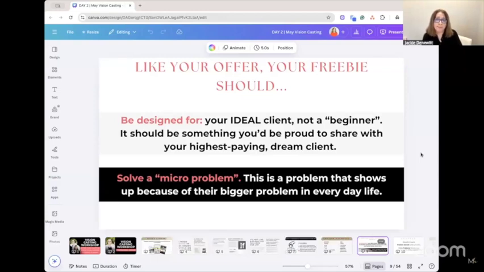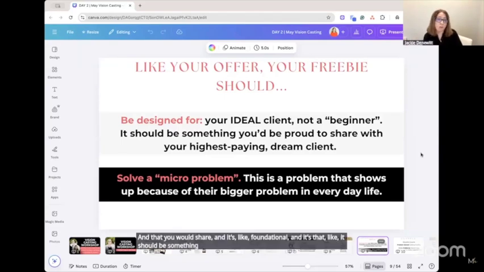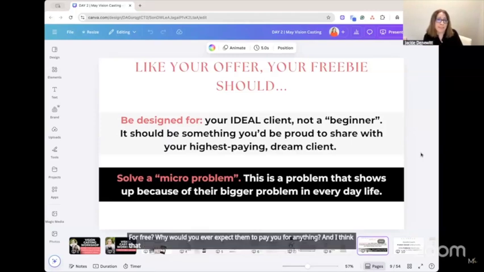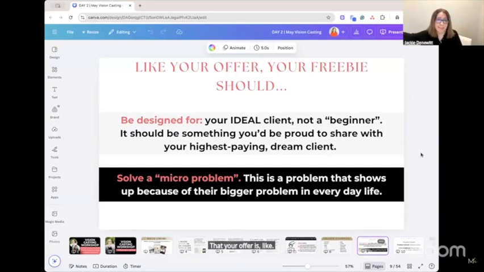If your freebie is not something that you are incredibly proud of and would share, something foundational, something arguably that people would pay for, then... we're in that kind of a market. Alex Hormozi said something amazing: if people won't give you their time for free, why would you ever expect them to pay you for anything? I think that's so true. If somebody isn't going to invest time in a free thing from you, your offer is a far-off try to them.